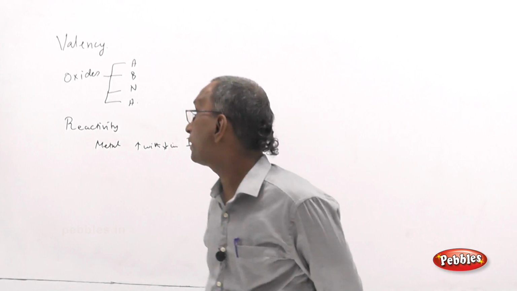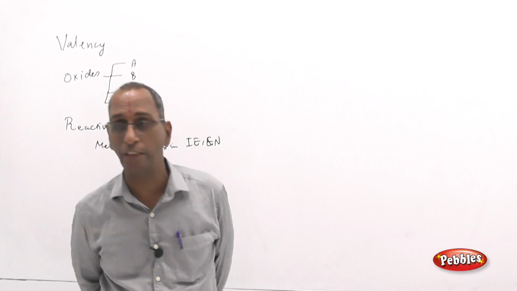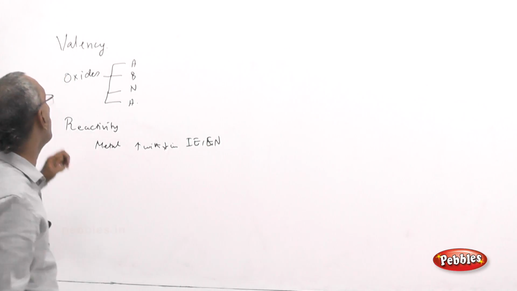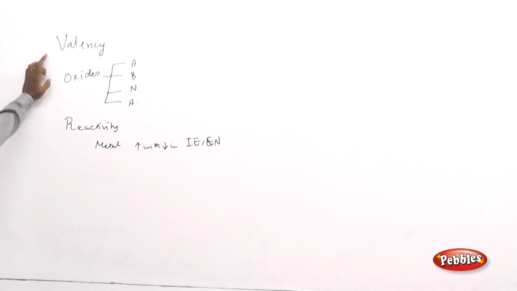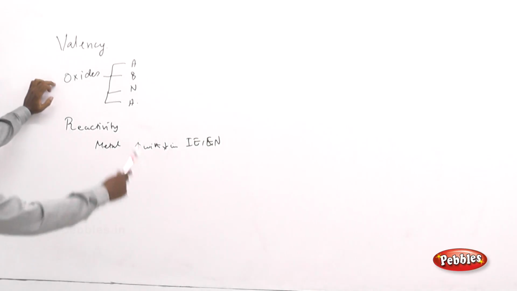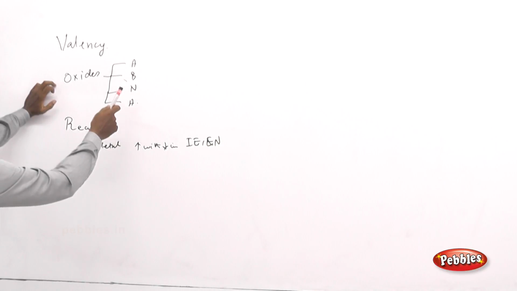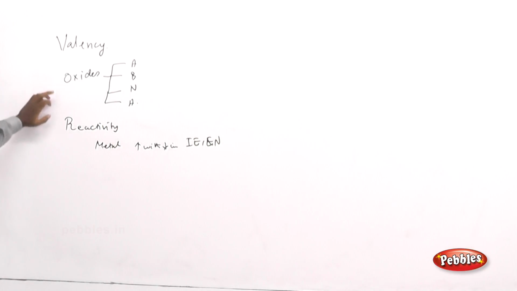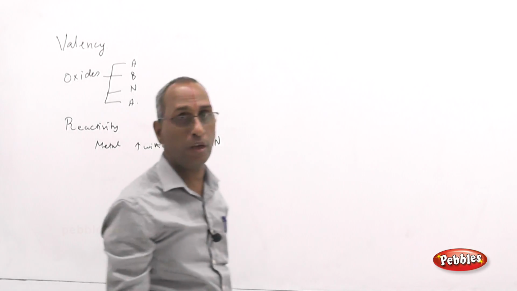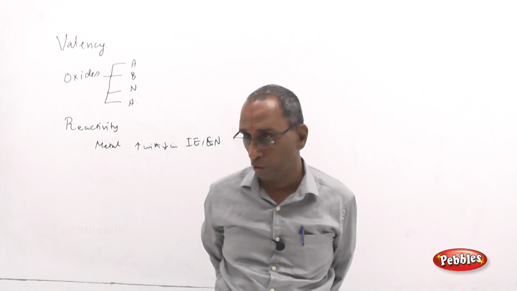Now, lastly, we will see the implication of the electronegativity of any element on these properties, namely valency and the nature of oxides. Oxides are divided into 4 types: acidic oxides, basic oxides, neutral oxides, amphoteric oxides. And the reactivity of elements, how it is related to electronegativity. These aspects are to be noted.